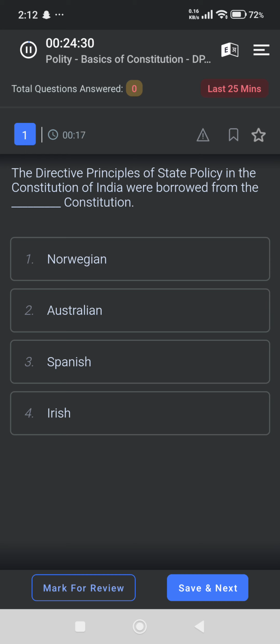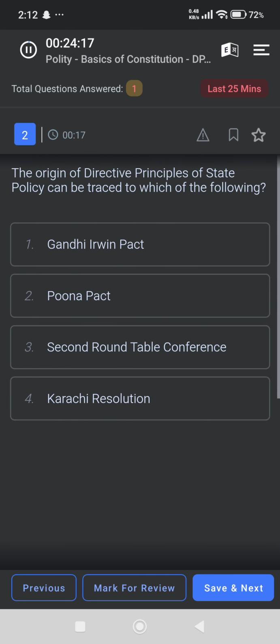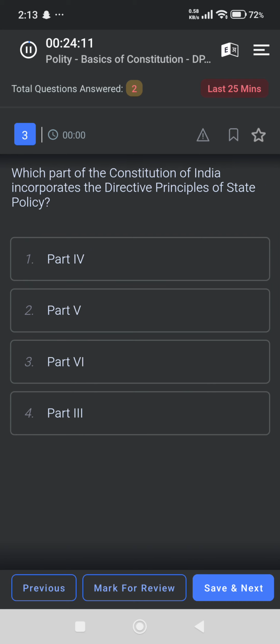First, the directive principles of state policy in the Constitution of India were borrowed from the Constitution of Ireland. The origin of DPSP can be traced to which of the following? Karachi Resolution. Which part of the Constitution incorporates the directive principles of state policy? Part 4.